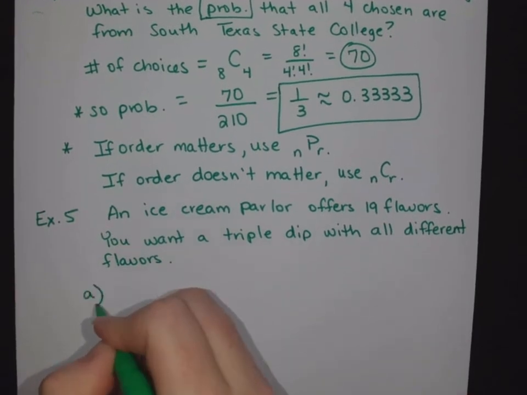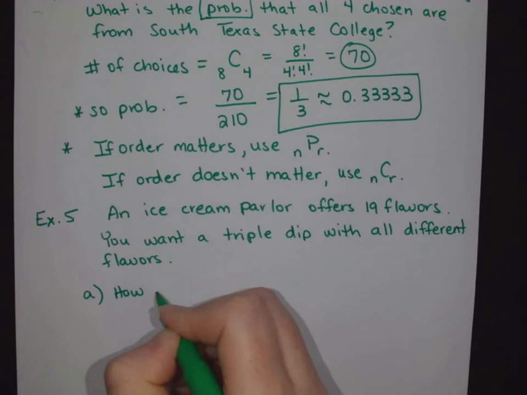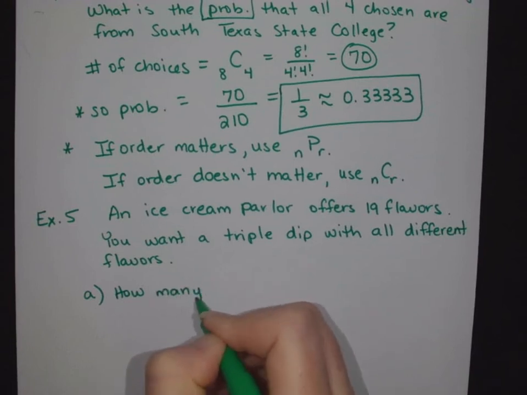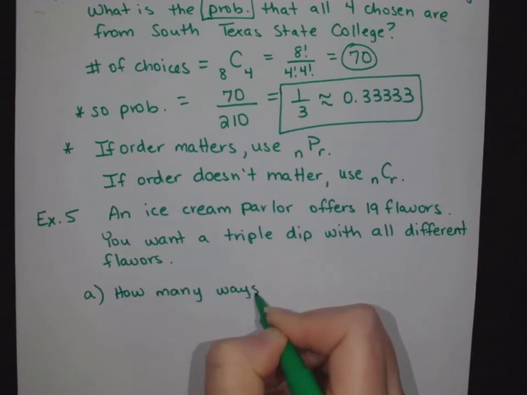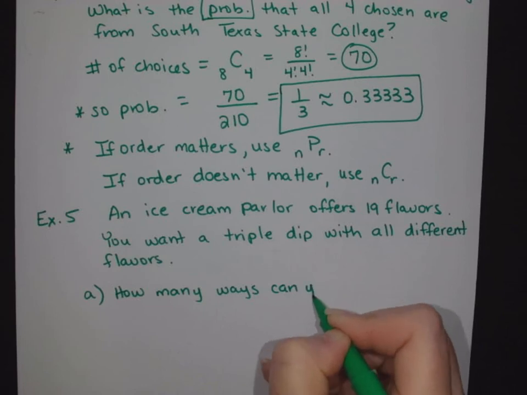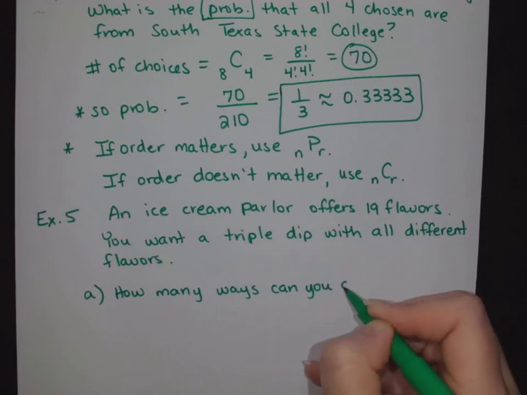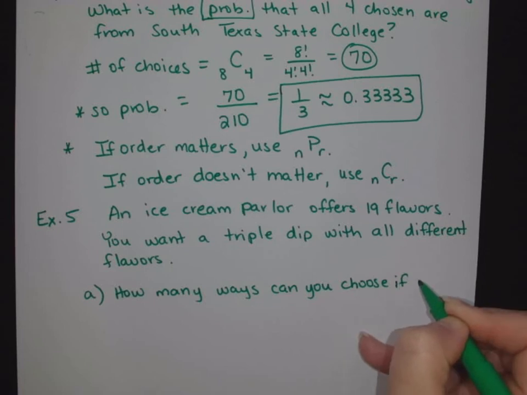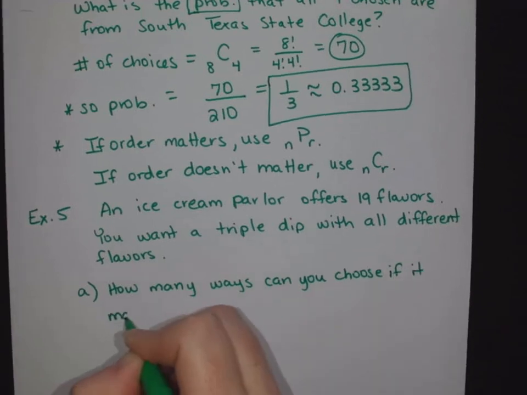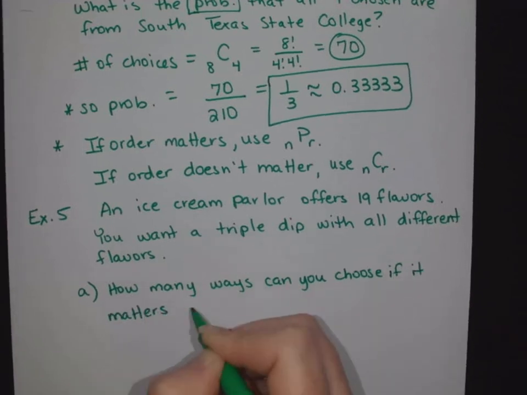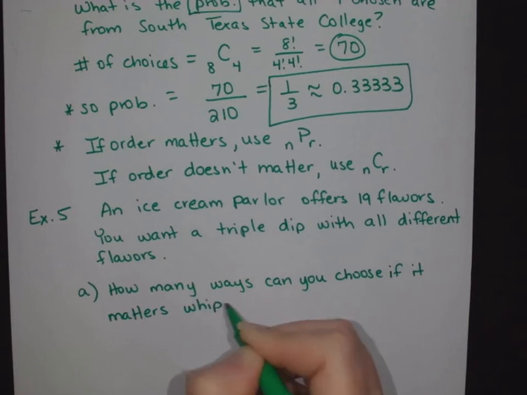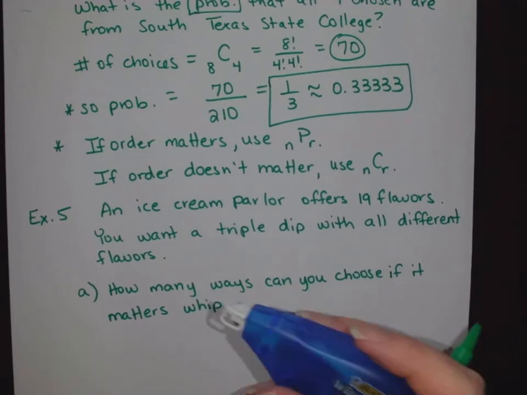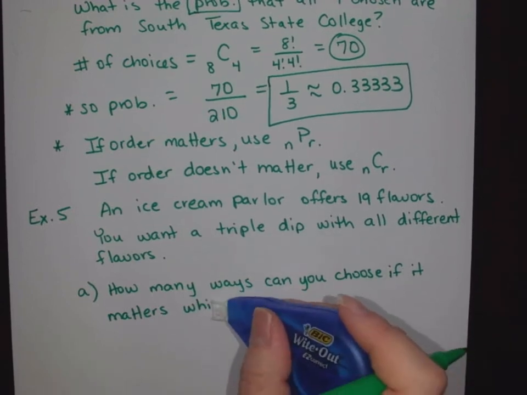Okay, so my first question is, how many ways can you order your cone? If you're going to be really extra with the ice cream dipper, let's say it matters which dip is on top.